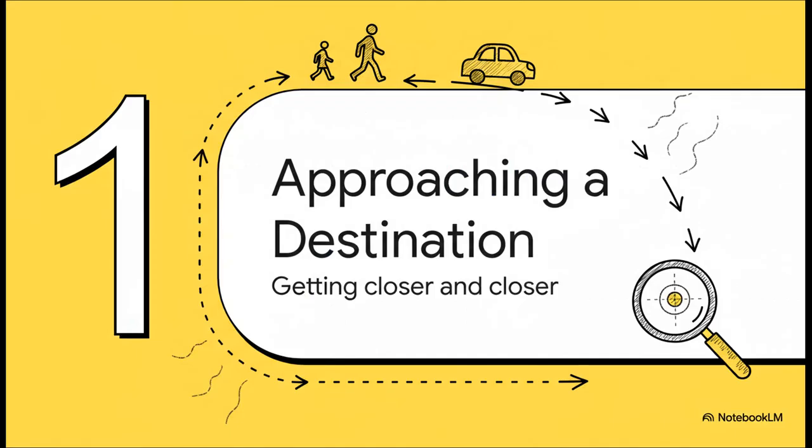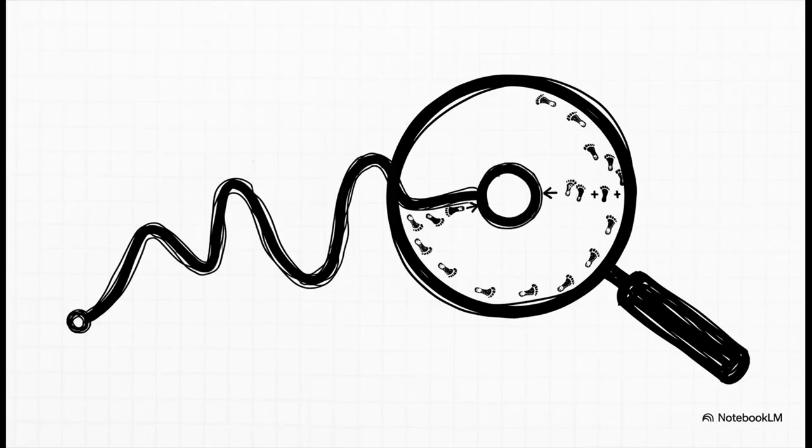Okay, Section 1, Approaching a Destination. Let's really dig into this idea of approaching. It's something we all get intuitively, and it's the absolute heart of what a limit is all about. And here's the kicker, the crucial distinction. When we talk about limits, we don't actually care about what's happening right at our final destination.